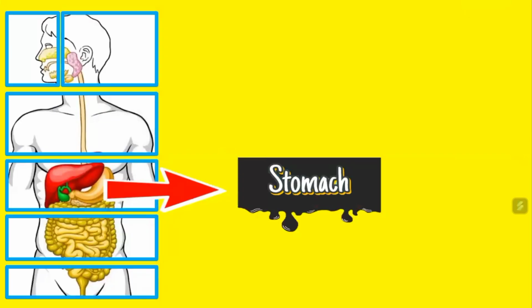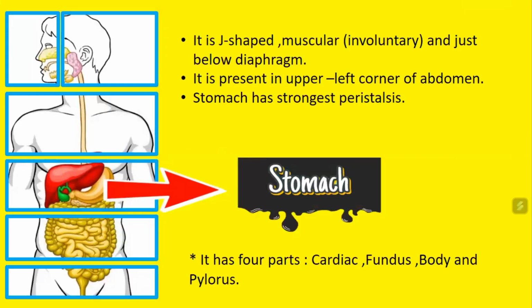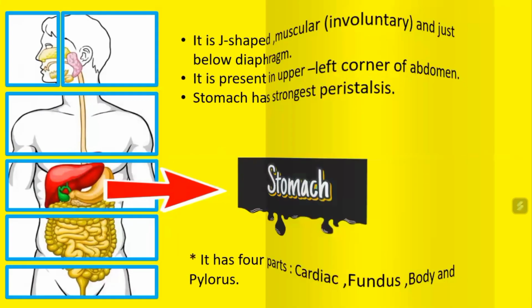Now, the esophagus leads to the stomach. Stomach is a J-shaped, muscular, involuntary organ situated just below the diaphragm. It is present in the upper left corner of the abdomen. Also, the stomach has the strongest peristalsis, and the stomach has four parts: cardiac, fundus, body, and pylorus.